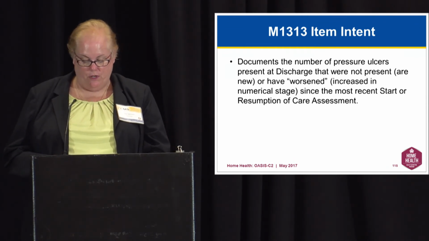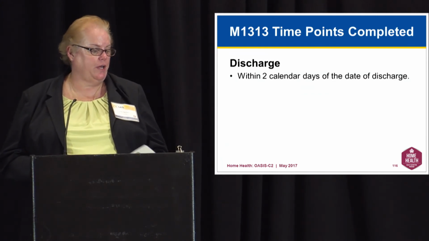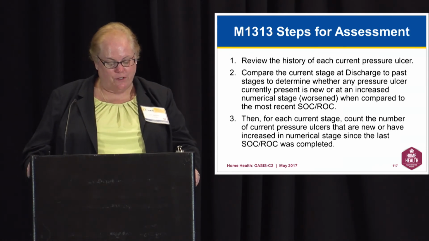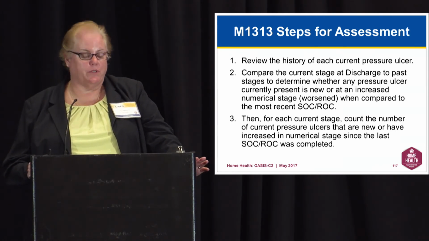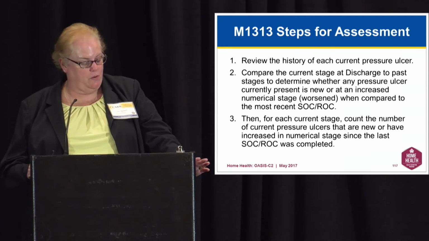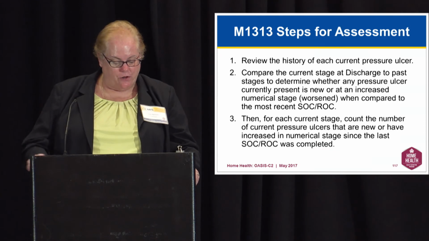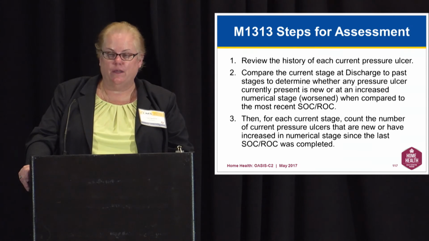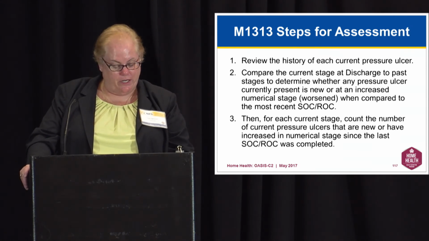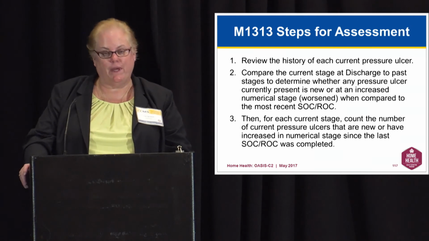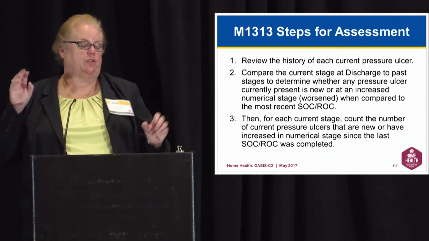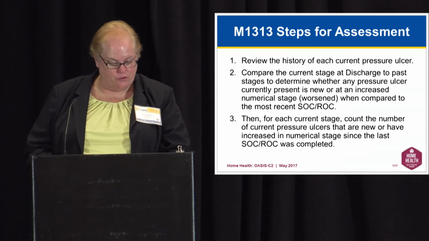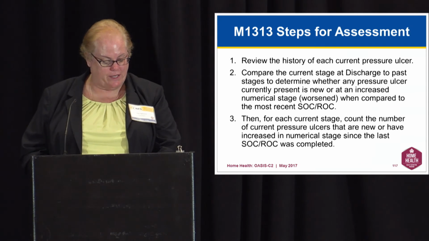When we're looking at the time points, discharge is within 2 calendar days of the date of discharge. You know that. So review the history of each current pressure ulcer. This is where it's really important to understand what you actually coded at your SOC/ROC. Compare the current stage at discharge to past stages to determine whether the pressure ulcer you see now is new or at an increased numeric stage, worsened, when compared to the SOC/ROC. So this is a comparison measure. Then for each current stage, count the number of current pressure ulcers that are new or have increased in numeric stage since the last SOC/ROC was completed.